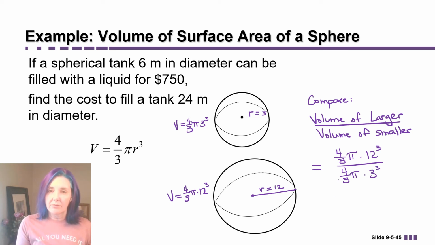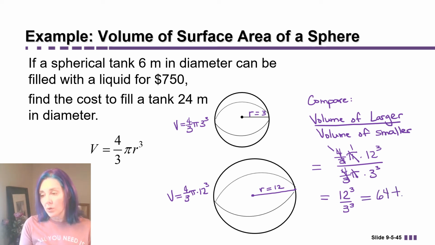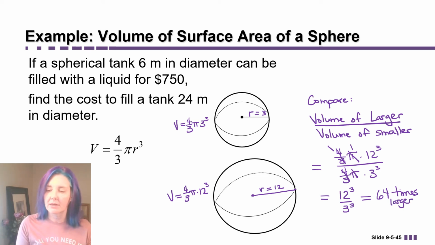Notice how 4/3 divided by 4/3, any number divided by itself, is just 1. So 4/3 divided by 4/3 is 1. Pi divided by pi is just 1. So all we really need to do to figure out how many times larger this new sphere is to divide 12 cubed by 3 cubed, which turns out to be 64 times larger as far as the capacity, the volume of the object goes. So when we increase the radius by a factor of 4, or multiplied the radius by 4, the volume increased by 64 times as much.